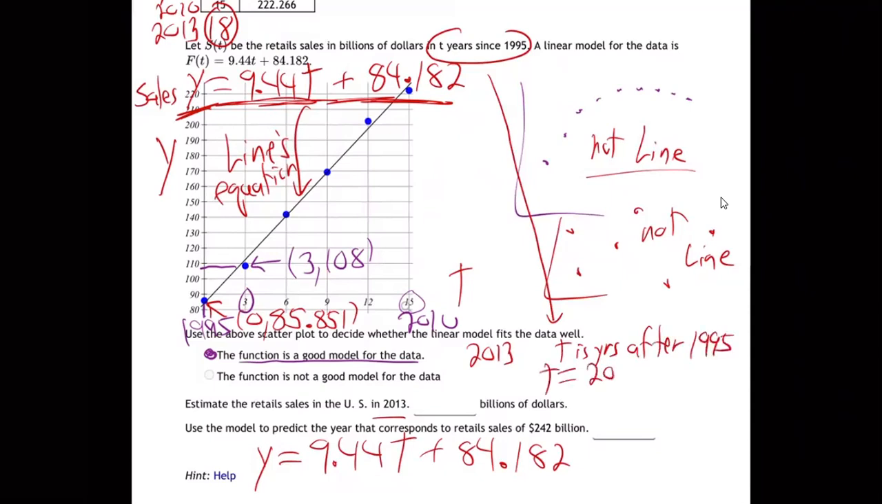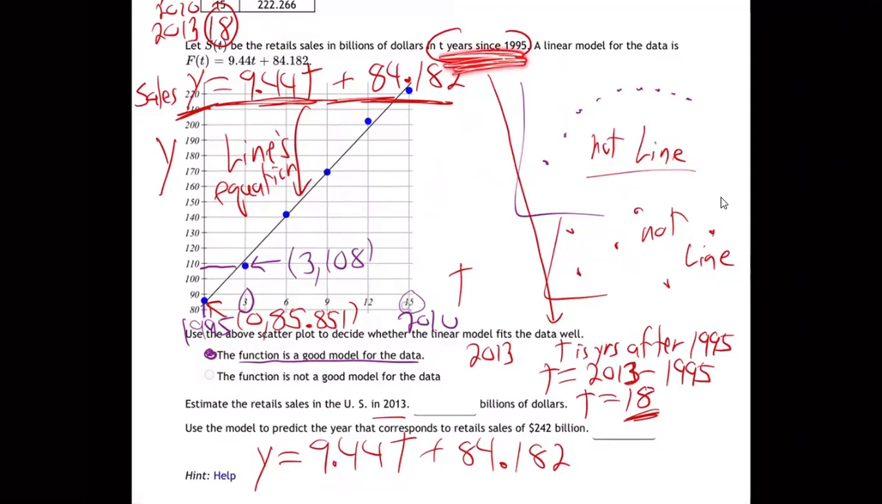So T in the year 2013, take 2013 minus 1995, and T will give you 18, because the year 2013 is 18 years after 1995. Let me pause there for a second. You see what I'm doing?